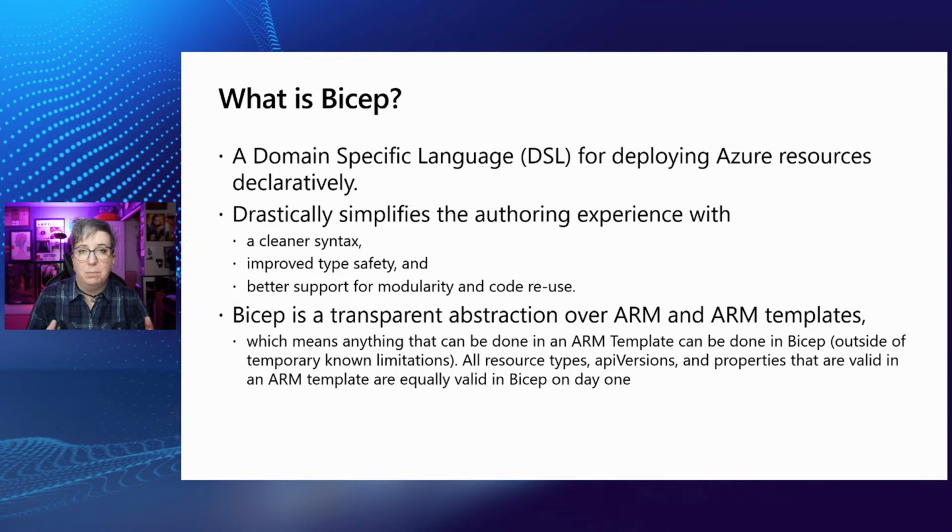Bicep has been built in ways of leaning on the community for feedback. So if something is not yet available in Bicep that you can do in an ARM template, it should be coming, and there are opportunities to provide feedback. All resource types, API versions, and properties that are valid in an ARM template are equally valid in Bicep on day one. If you are familiar with infrastructure as code, you might be familiar with Terraform. Terraform isn't always ready to go day one with brand new APIs and brand new resources of Azure. So Bicep will be, as well as ARM templates.